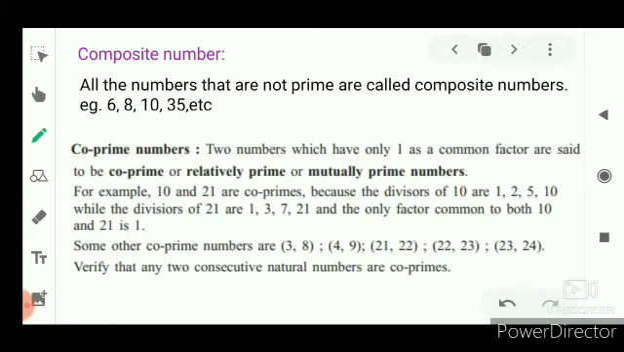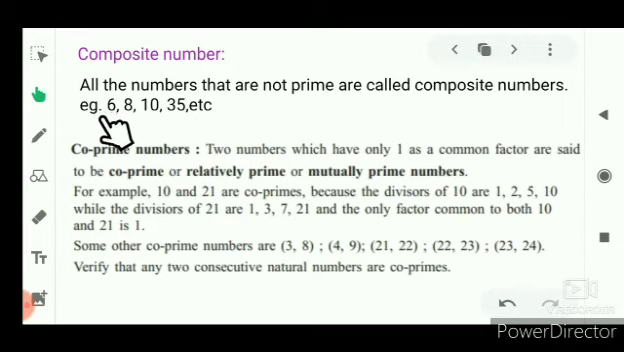Composite number is a number that is not prime. जितने भी नंबर है जो प्राइम नहीं है तो उनको हम कहते हैं composite numbers except 1. All the numbers greater than 1 that are not prime are called as a composite number. For example, 6 can be written as 3 into 2. So it is not a prime number, so it is called as a composite number.